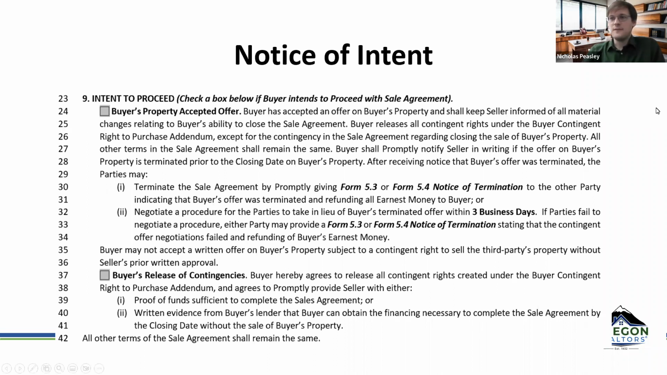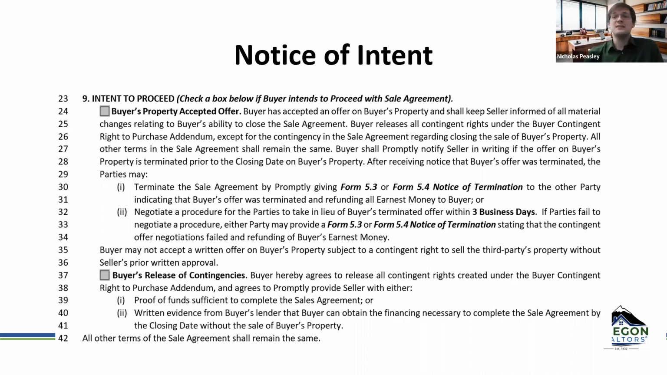Buyer cannot accept an offer on buyer's property subject to a contingent right to sell a third party property without seller's written approval. This is repeated again. It's important. Please don't daisy chain your contingent rights. It creates problems. The other option that the buyer has on the intent to proceed is just releasing the contingency. They just say, you know, nobody accepted my deal on the property, nobody accepted it, but I don't care anyways. Let's just move on with the transaction. Turns out I've got enough money to pay for it.